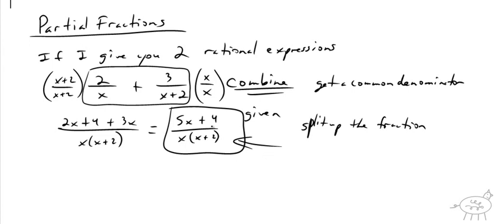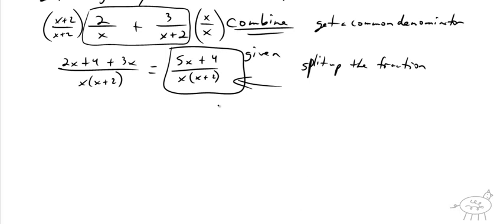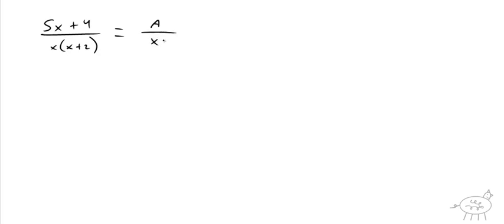All right? Well, let's do the problem. So again, you're given 5x plus 4 over x times x plus 2. And here's the deal. I know it's going to be something, we'll call it A over x, plus B over x plus 2. Okay, that's kind of what it's going to look like. And we've got to figure out what the A and the B are.